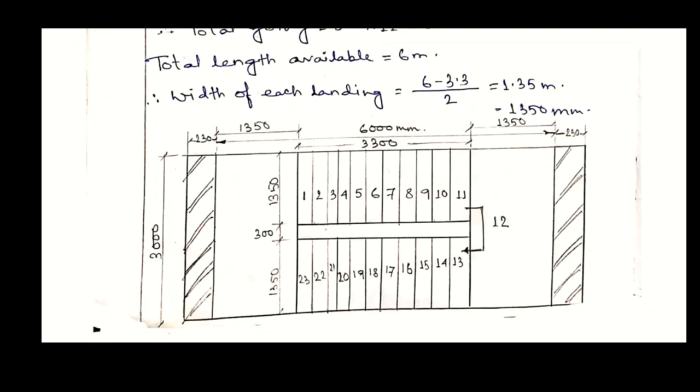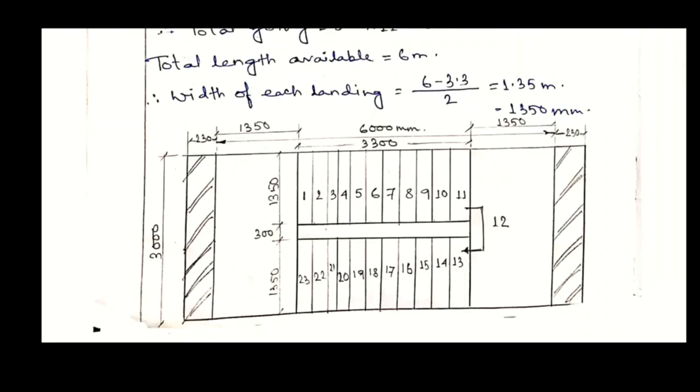So two landings, each landing is 1350 mm, which is calculated, you can see here, and the width of each landing is also 1350 mm and the spacing in between is 300 mm. So this is the geometrical design.